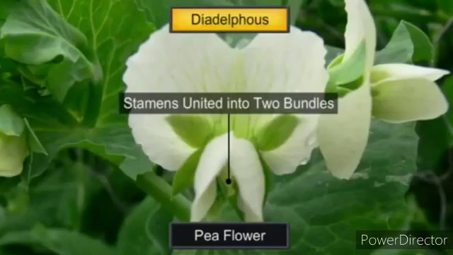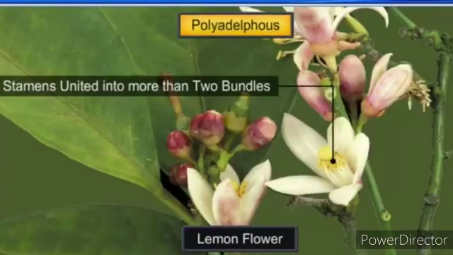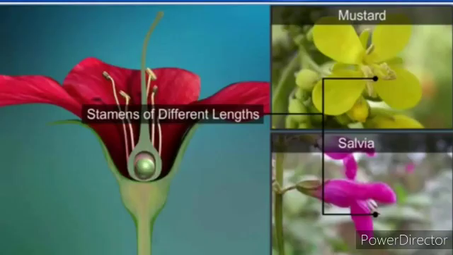Or the stamens are united in 2 bundles. That is called diadelphous. Example, pea flower. Or if stamens are united in more than 2 bundles, then it is called polyadelphous. Example, citrus flower. There may be variation in the length of the filaments within the flower. Example, salvia and mustard have stamens of different lengths in each flower.